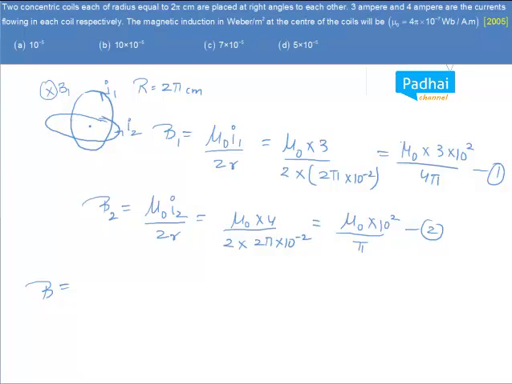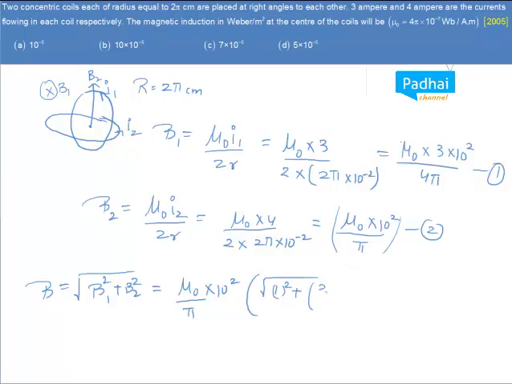And what will be due to I2? It will be in the upward direction. This will be B2. So the net magnetic field will be calculated by taking the resultant of these two, the square root of B1 square plus B2 square. So this will be equal to, we can take mu naught by pi into 10 raised to the power 2 as common, and we can put 1 whole square, right? Because in B2 we have taken everything common, and over here it will be 3 by 4 whole square, right?